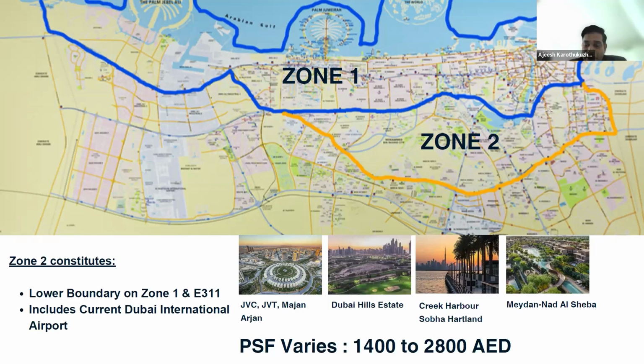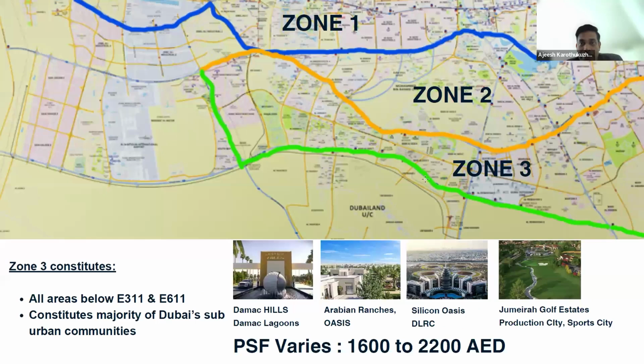And next we will go to the zone 3 areas. This will be under zone 2 and the Emirates Road. So this green line is the Emirates Road. So this road has the major suburban investment, majorly townhouses and villas you can see here. So all these areas like Motor City, Sports City, Arjan are coming under zone 3.